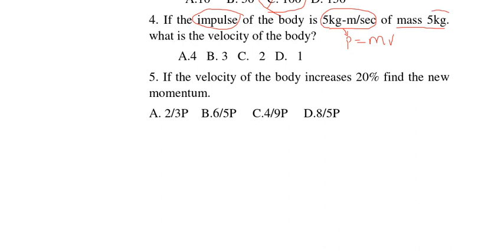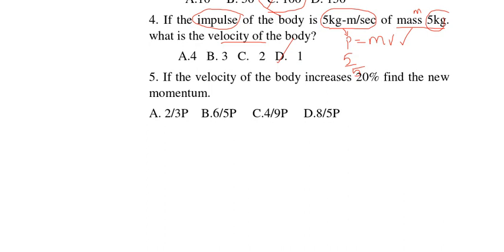5 kgs of mass. Kgs is the SI unit. So this is m, and they are asking what the velocity of the body is. They are asking the v value. P by m, 5 by 5, that is equal to 1. Option number D is the correct answer, right? Then go for question number 5.